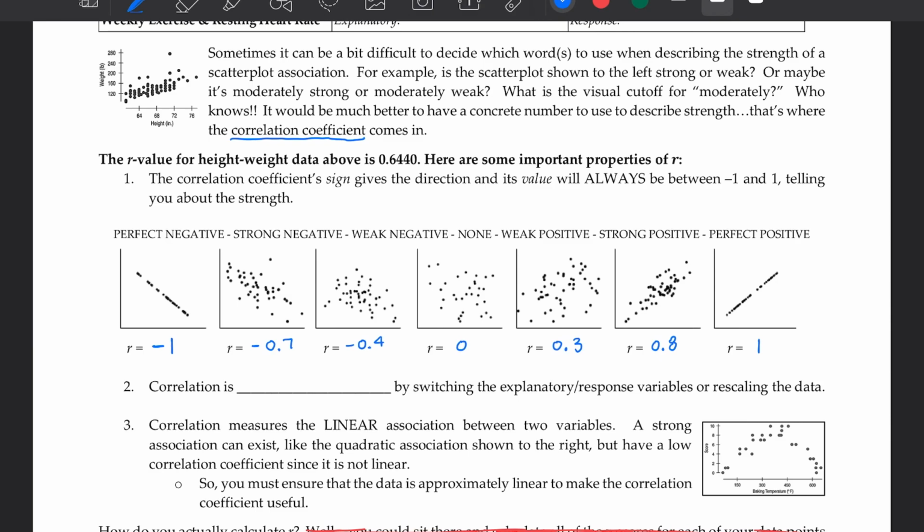So some other things to note about correlation is that correlation is unaffected by the switching of your explanatory and response variables. So if you mess it up and you're like, I put all my values on the X axis, they should have been on the Y. Guess what? If your calculator spit out an R value at you, it's going to be the exact same. And that's the same for rescaling. So the original data up here that I had puts the height in inches and the weight in pounds. If I change those to be in centimeters and to be in kilograms, the R stays exactly the same.